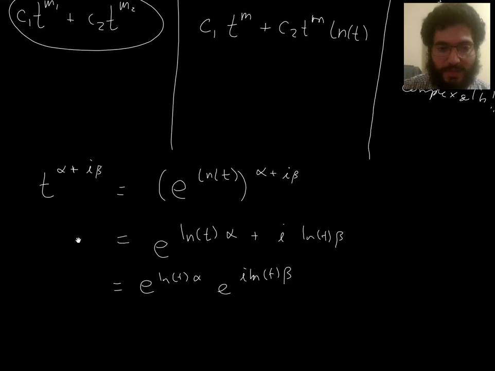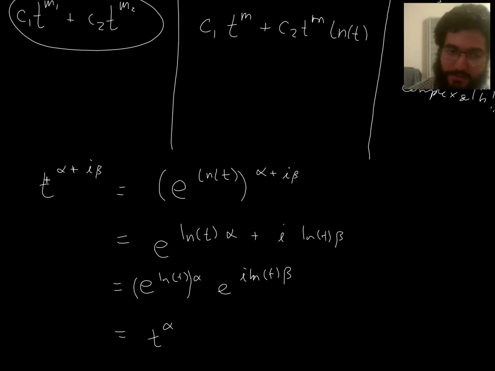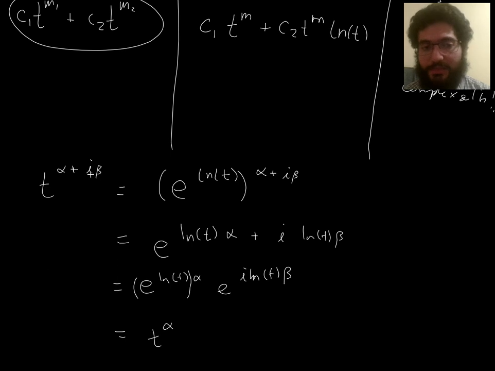And e to the ln t alpha, let me use exponent laws and look at it like this again, and then remember that e to the ln t is just a funky way of writing t. So how about I just write that as t to the alpha? To be honest, I could have done that from the very start, right? Just write this as t to the alpha times t to the i beta. I wish I had done that. Anyway, we've got t to the alpha times this thing.